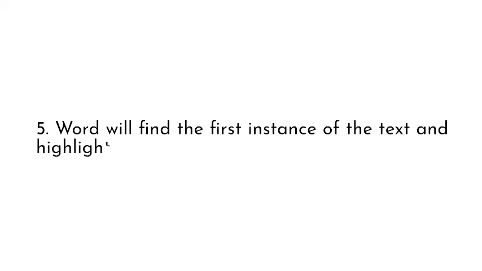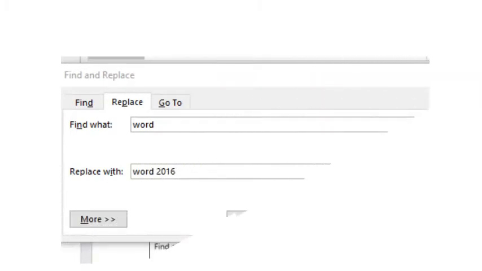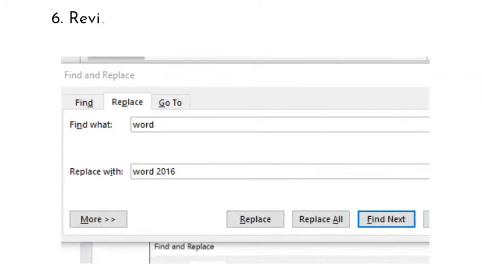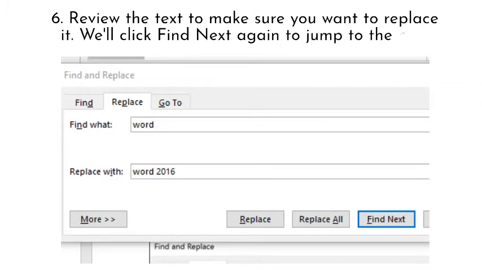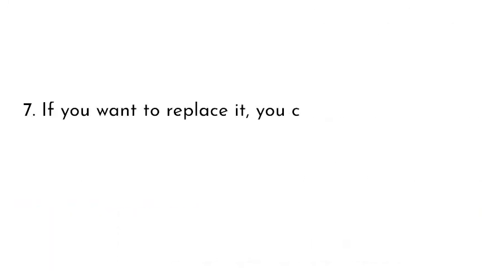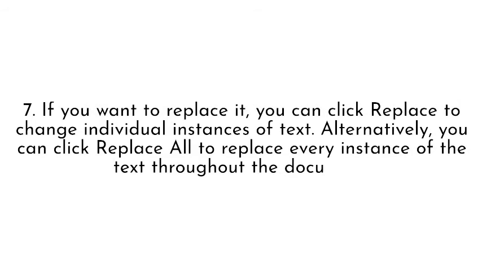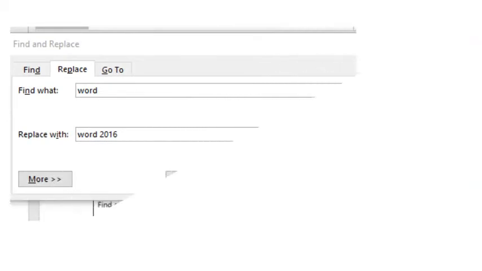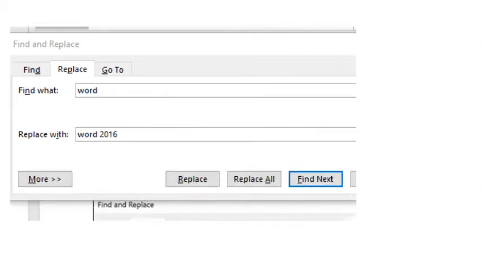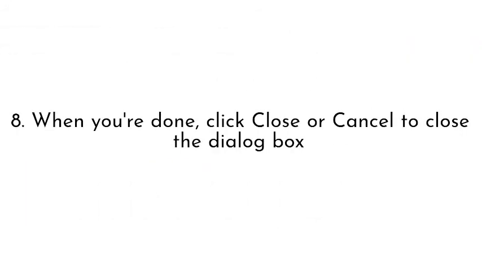Then Word will find the first instance of the text and highlight it in grey. Then review the text to make sure you want to replace it. We'll click Find Next again to jump to the next instance. Then, if you want to replace it, you can click Replace to change individual instances of text. Alternatively, you can click Replace All to replace every instance of the text throughout the document. Then, when you're done, click Close or Cancel to close the dialog box.